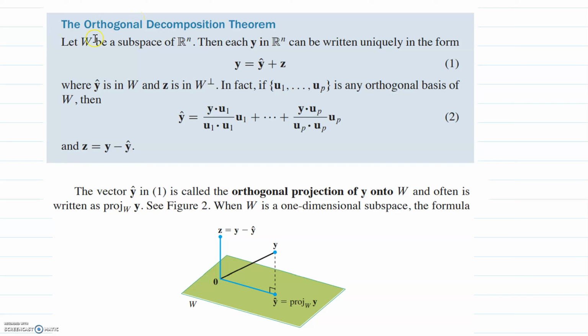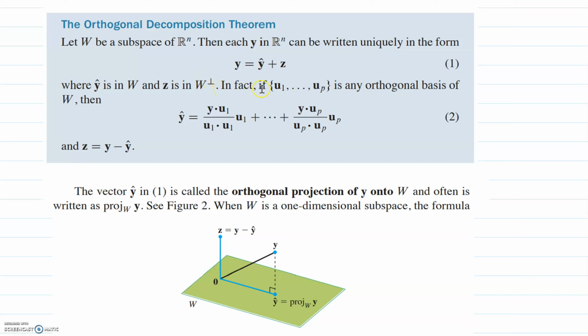Let's let W be a subspace of Rn. Then each y in Rn can be written uniquely in the form y = y hat + z, where y hat is in W and z is in W complement.